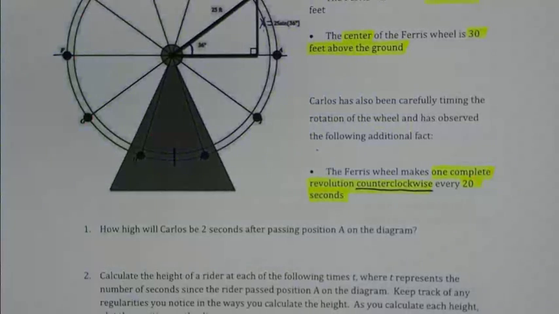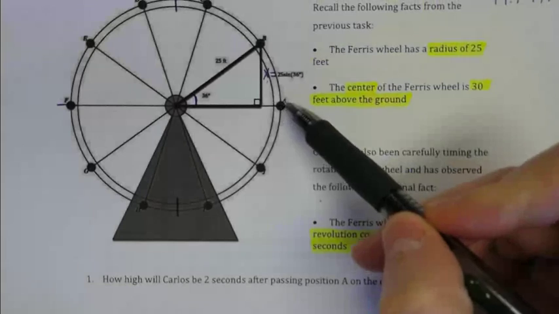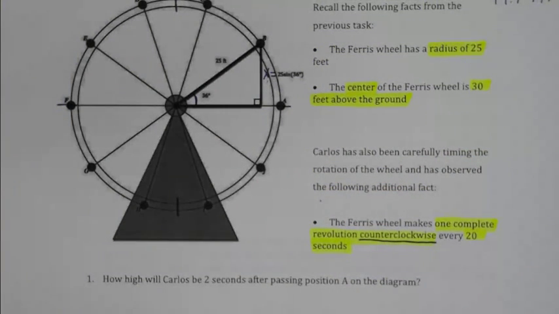So our first question asks us, how high will Carlos be 2 seconds after passing position A on the diagram? If position A is 0 seconds, we want to know after 2 seconds how far he would have gone. That's something we can think about using a topic called angular velocity, or angular speed. I'll have a video for you, hopefully to watch before you start this, on what angular velocity is, but it's basically how many degrees per second you are moving through.